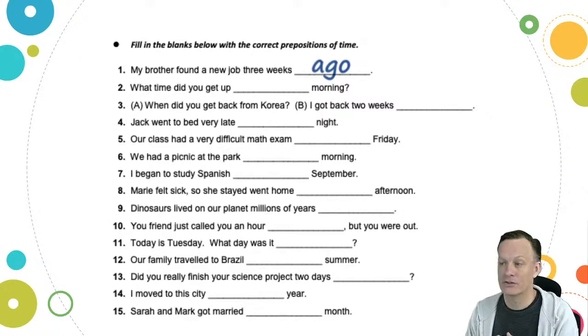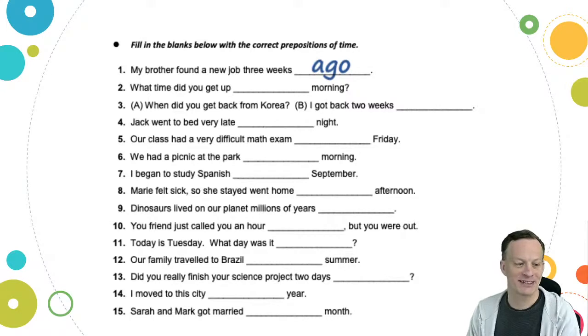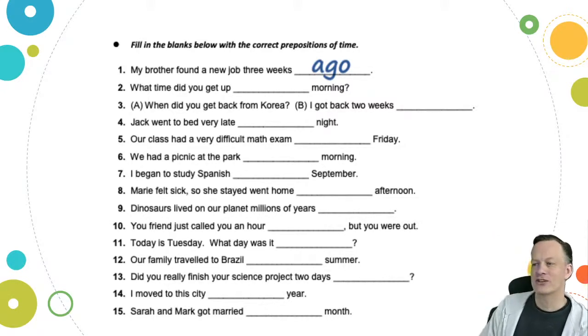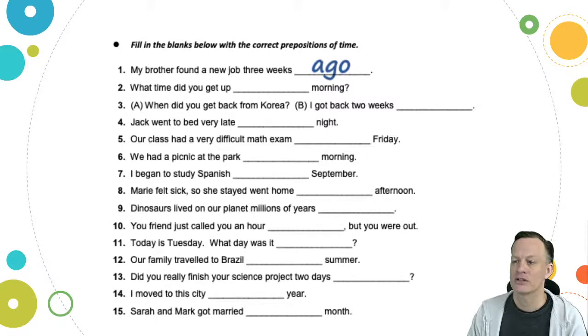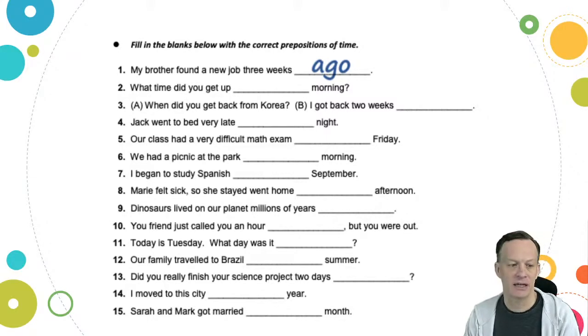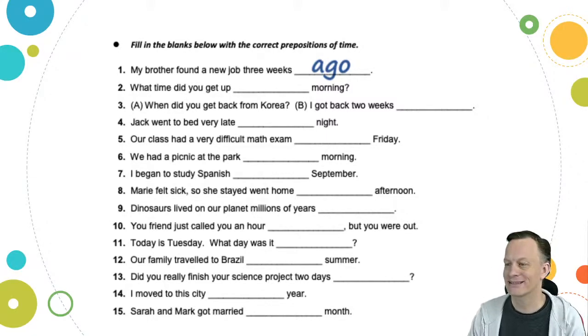I got back 2 weeks ago. Ugo, you're on a tear. Fantastic. Okay, very good. V, yes. Ago. I got back 2 weeks ago. When did you get back from Korea? Okay, number 4. Jack went to bed very late. Ugo says last night. Yes, good. Anoche, last night.